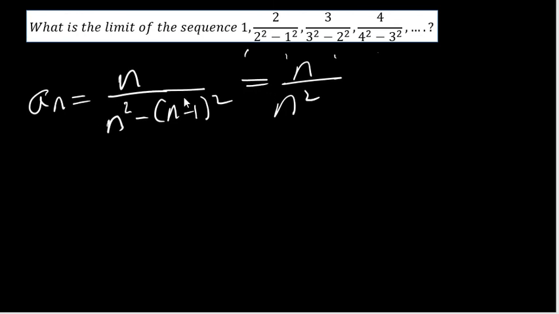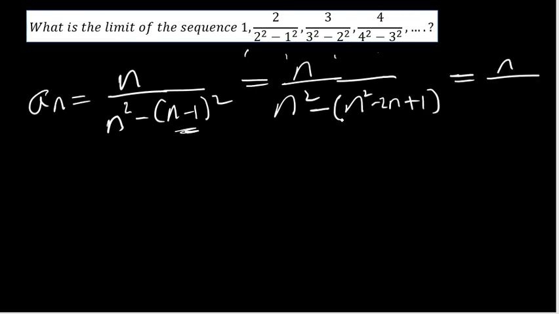n square. Therefore, when you square this one, it will be n square minus 2n plus 1. Then it's going to be n over, let us distribute the negative. It will be n square minus n square plus 2n minus 1. So n square cancel. Therefore, an becomes n over 2n minus 1.